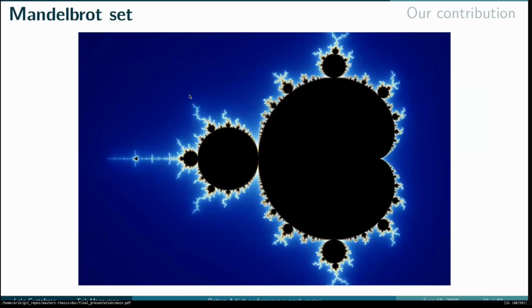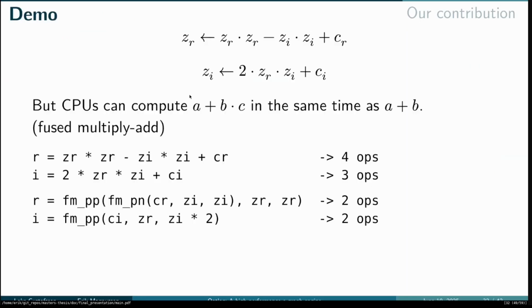Right, demo. There's a cool fractal called the manifold set, and we want to compute it quickly. There's this formula, but we use 7 operations, and that's too much. CPUs can do fused multiply-add, where with magic you can do A plus B times C. We want to find this optimally, and we can do it with Oatlog.